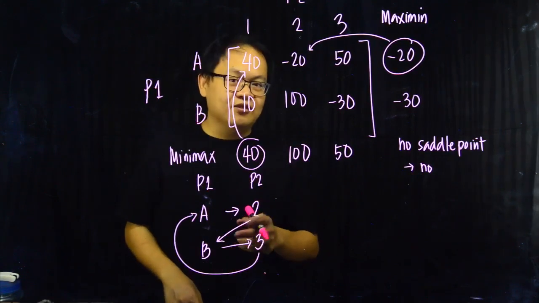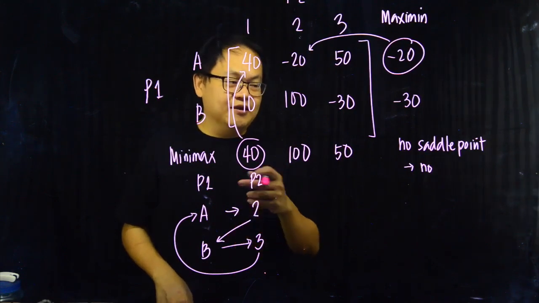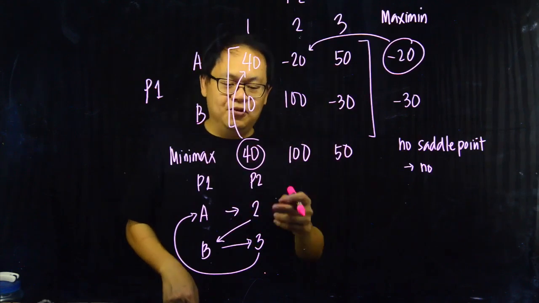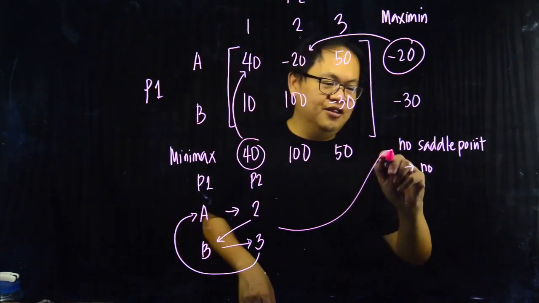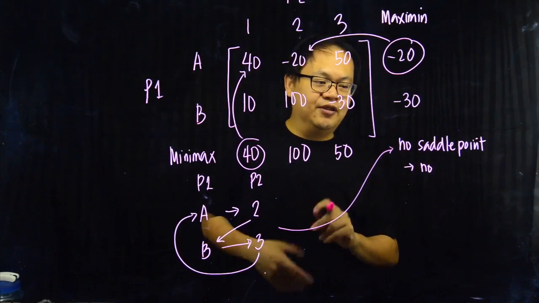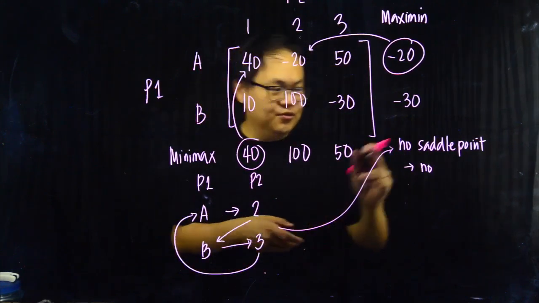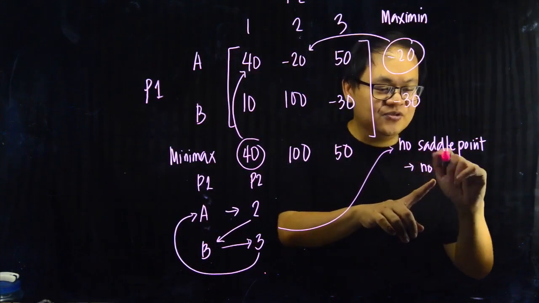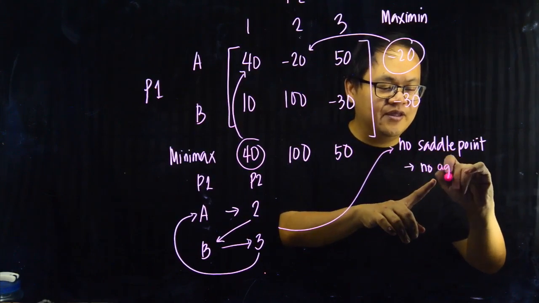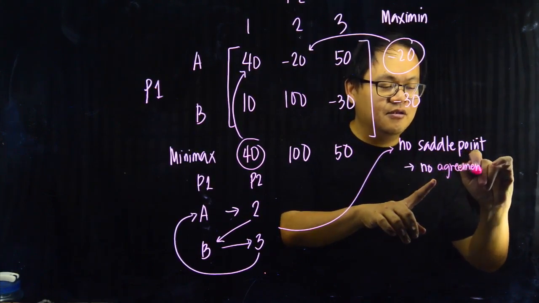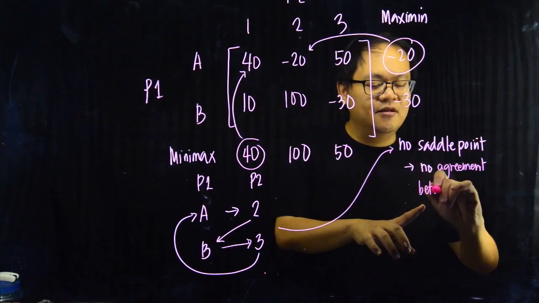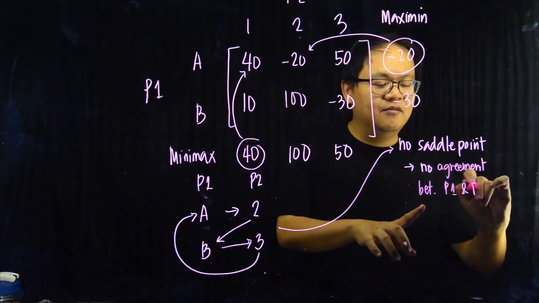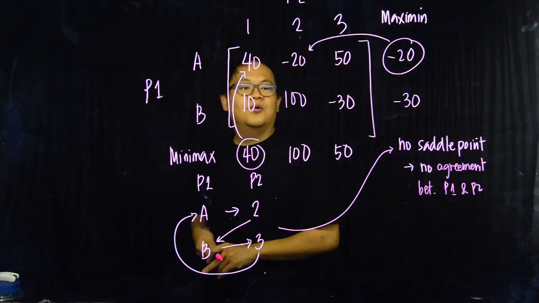Will this end? No. Will there be an agreement between player 1 and player 2? No. Then that is what we call no saddle point. Okay? So, just to finish this, no saddle point means no agreement between player 1 and player 2.